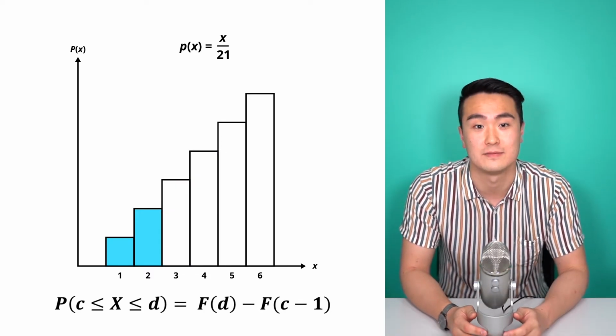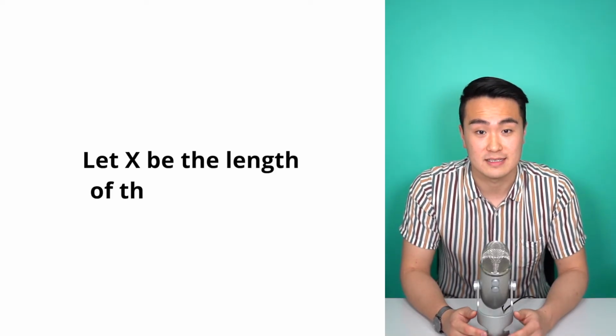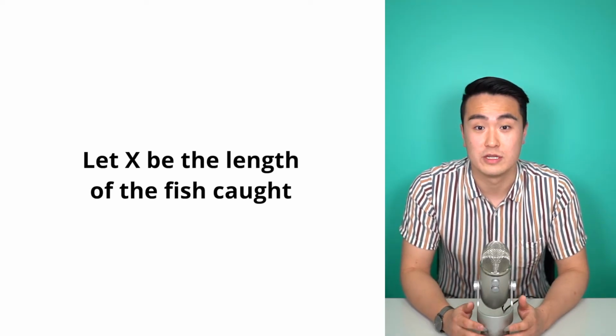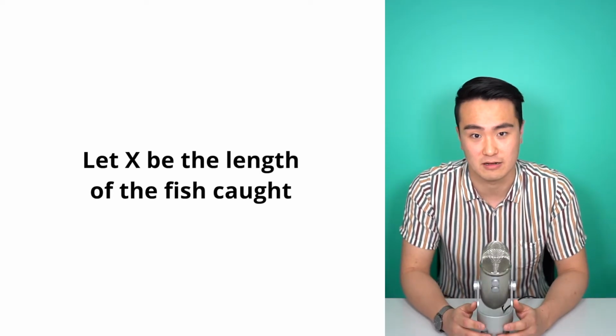just C and D. Now, in our example of a continuous random variable, we again need to define what the random variable is. So, let the random variable X be the length of the fish caught. Unlike a discrete random variable, we don't need to construct a table of probabilities because there are infinitely many outcomes.